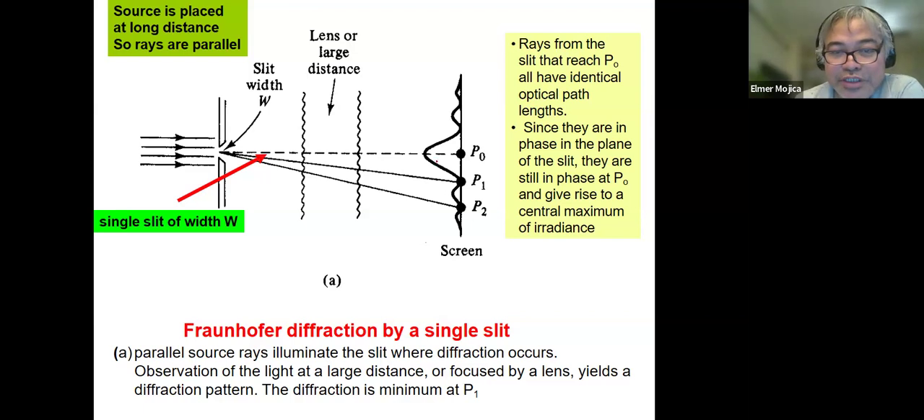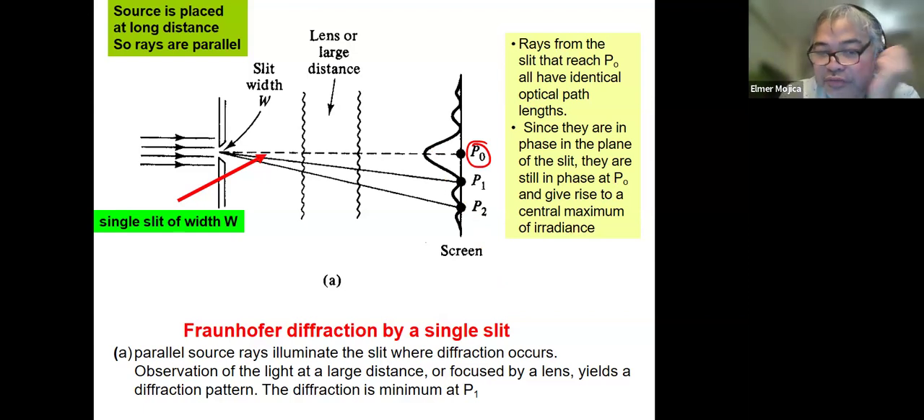And the one that's always here is the one that gives you the highest. Since they are in phase in the plane of the slit, they are still in phase at this position, and that gives rise to the central maximum of the irradiance. So here you have what?